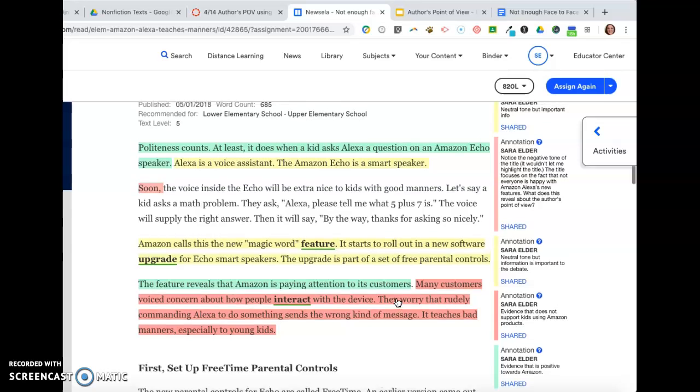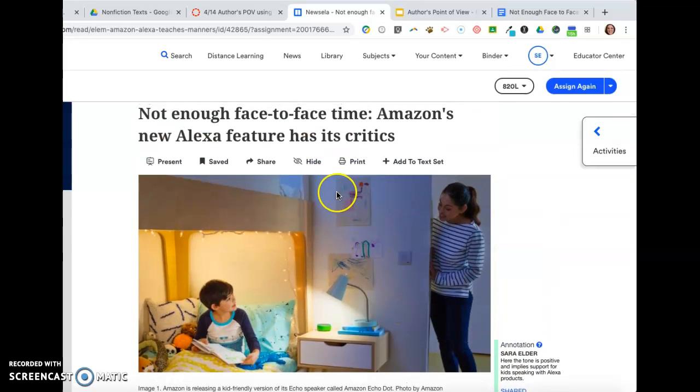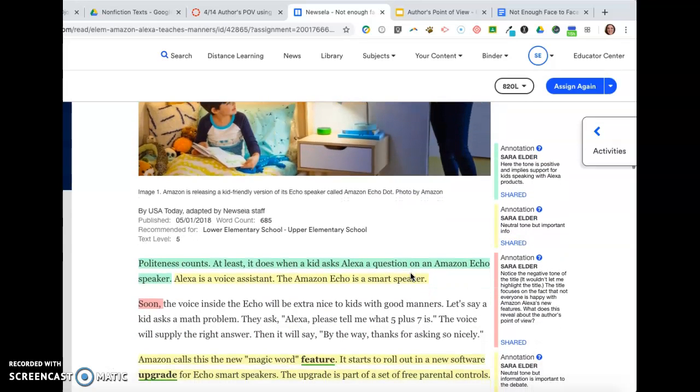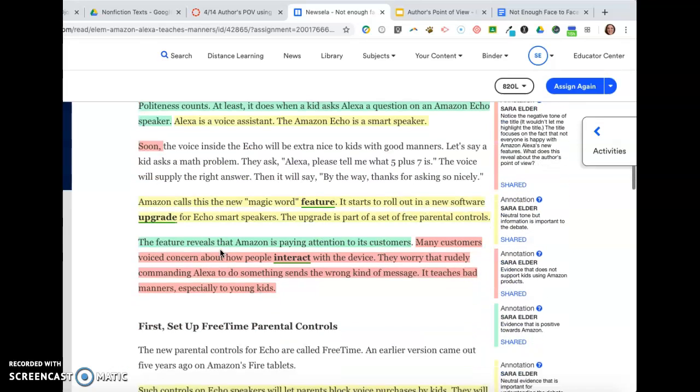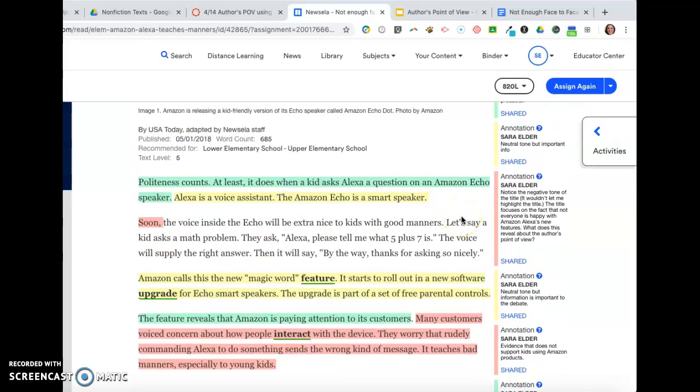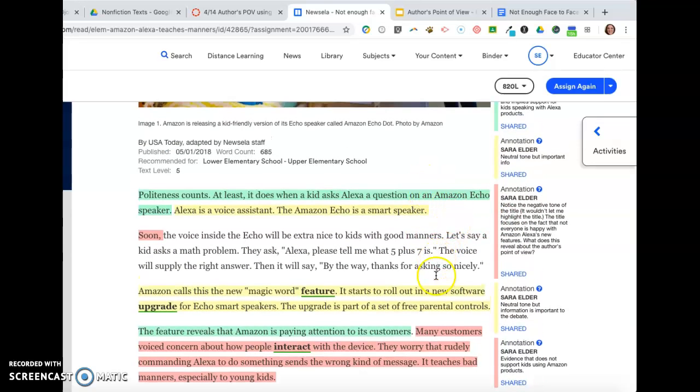Because this article focuses on new features that Amazon made available for kids using Alexa and for parents, parental controls that they can use for their kids that are using Alexa products. So just go through and read the article and look at my annotations. And then on these, I point out it's either neutral, positive, or negative. And some of them I explain why.